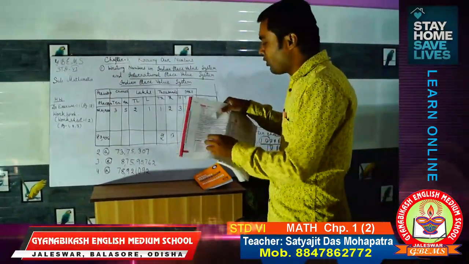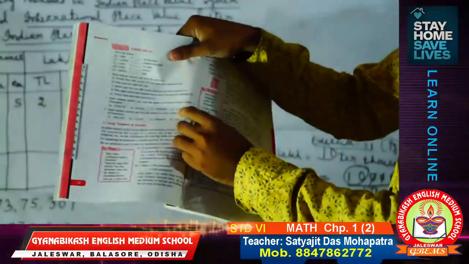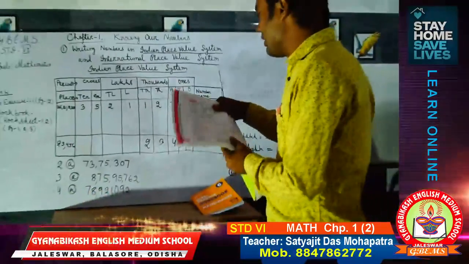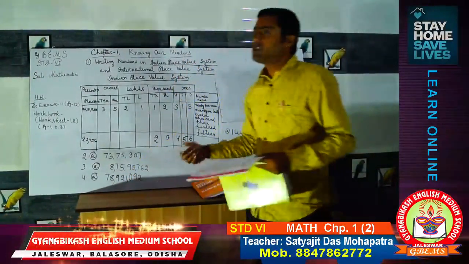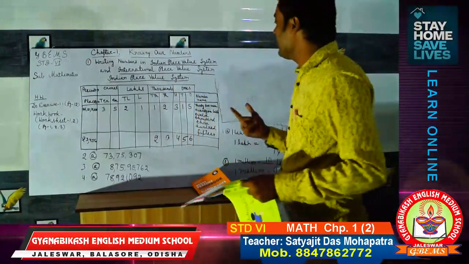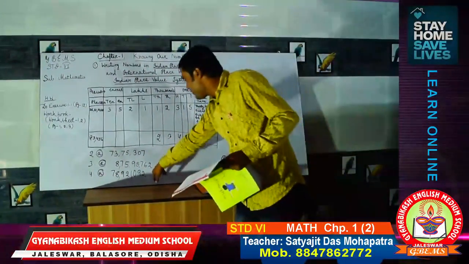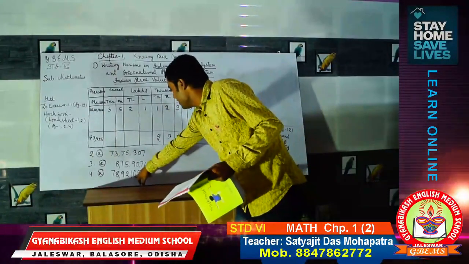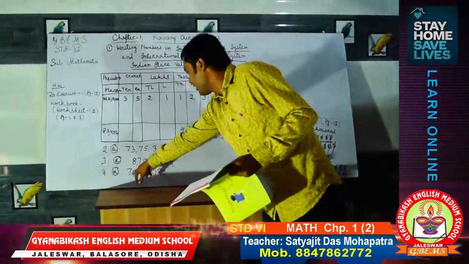Then question number 4 is given: insert commas and write the name according to the international place value system. Here is given 78921092. Previously I have already discussed how to put commas in the international place value system. After every three digits you put the comma. So here after 092, then 21, then as usual you put the comma.